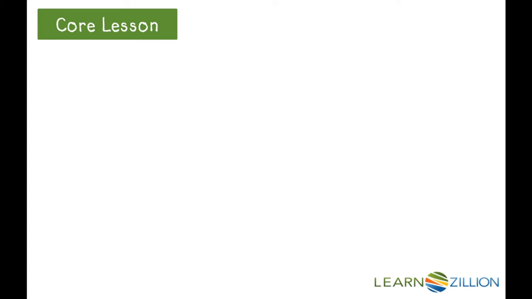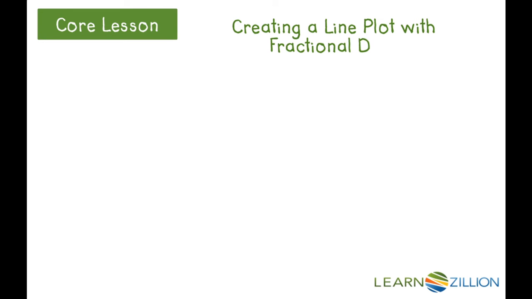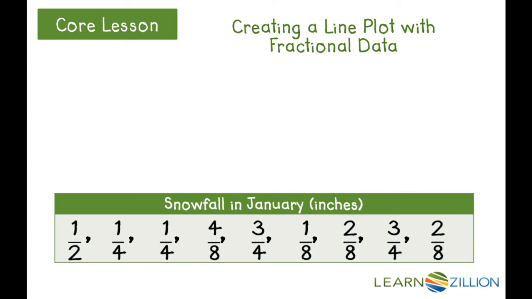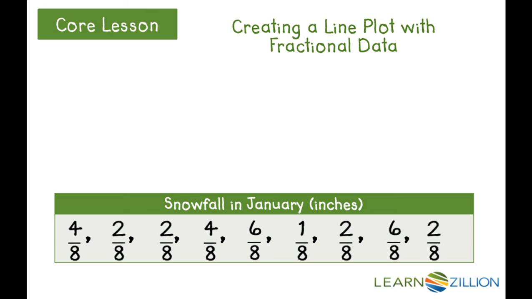Let's use what we know to help us create a line plot with fractional data. We see that we have a set of data, and this data includes fractions with unlike denominators. It is helpful to find common denominators when working with sets of data. Common denominators help us solve problems for our data that involve addition and subtraction, and common denominators help us when we have to order fractions.